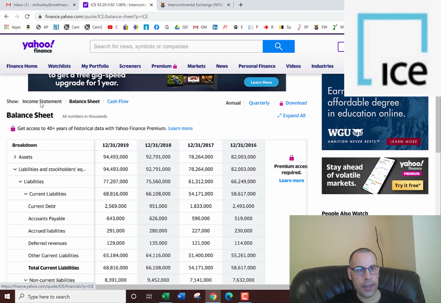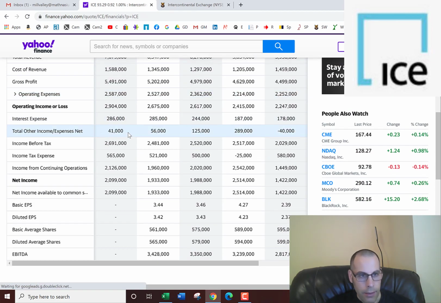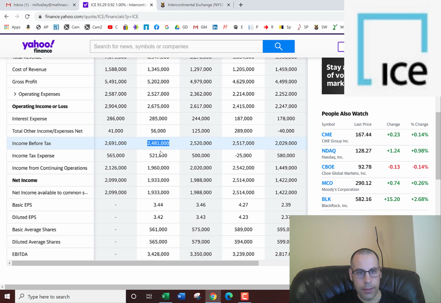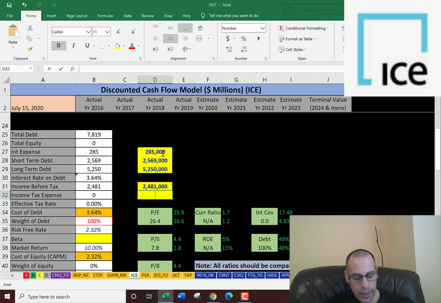Interest payments are tax deductible, so let's get their effective tax rate. The income before tax is $2.5 billion, and their income tax is $521 million. So their tax rate is 21%. So the cost of debt is 2.9%. Let's get the cost of equity.